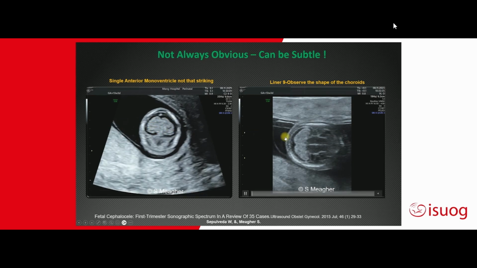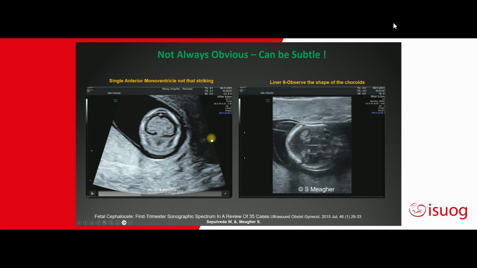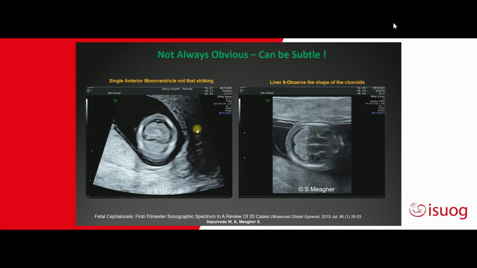butterfly sign. If you change to a higher frequency transducer, now you can appreciate the choroids, and also you can appreciate the single anterior monoventricle more clearly than with a lower frequency transducer.